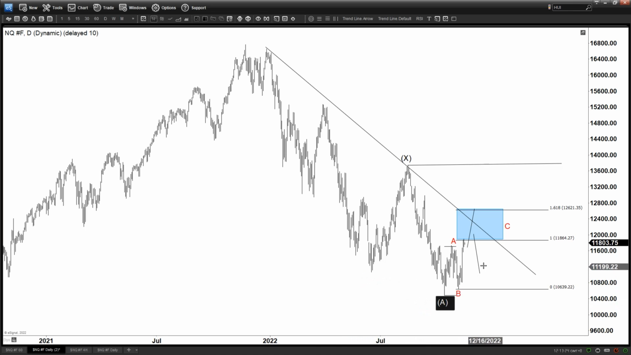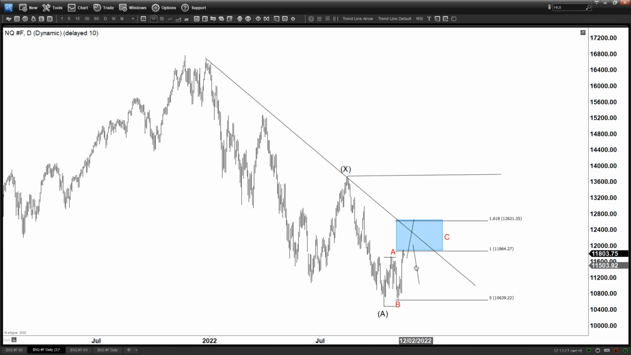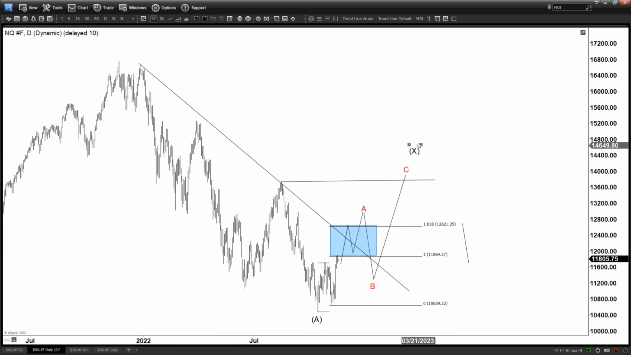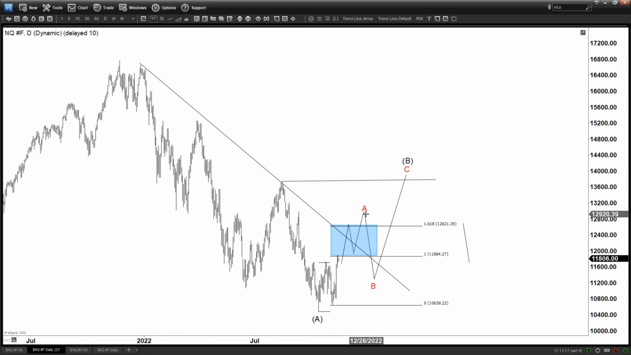If this is an A, then you technically can get a bigger 5-3-5 zigzag. So you can have 1 2 3 4 5, and that will only be ending your A, and then you get a B, and then you get a C. So you can have something like this if it turns out to be a 5-wave diagonal from the 2021 peak, right? So those are a couple of things we can pay attention to.